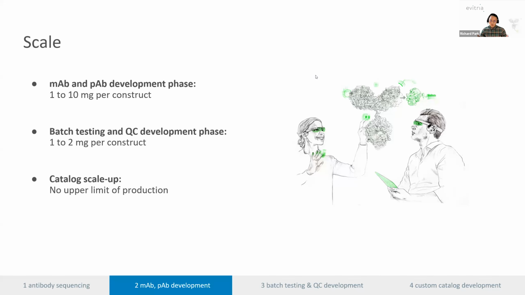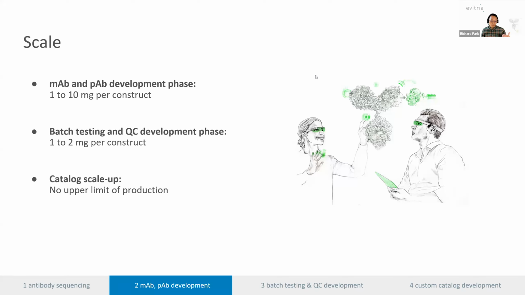Once those are indeed validated, you've identified which ones you exactly want to move forward with, then we would move on to providing 1 or 2 additional milligrams for batch testing and QC development in order to make sure that the batch that we produce day 1 is the exact same material that we produce on day 100 or year 4 down the road. Because on our end, we're not looking to be a partner for just a quickie. We want to be there with you in the long term.